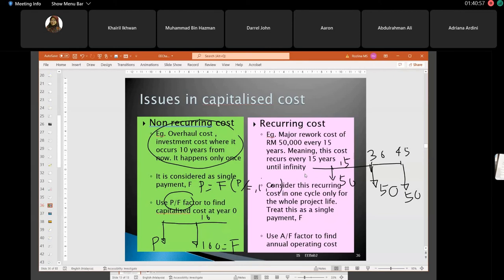But for this case, consider this recurring cost in one cycle only for the whole project life. Treat this as a single payment. So that means this is not needed. You just treat it as a single payment, like F, not A. You have to consider it is only F. Just single. But use A over F. That means you have to make it as A equal to F.